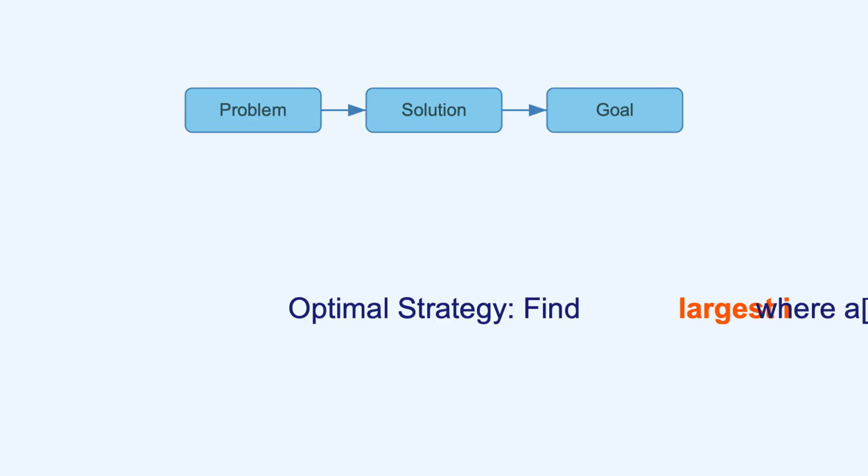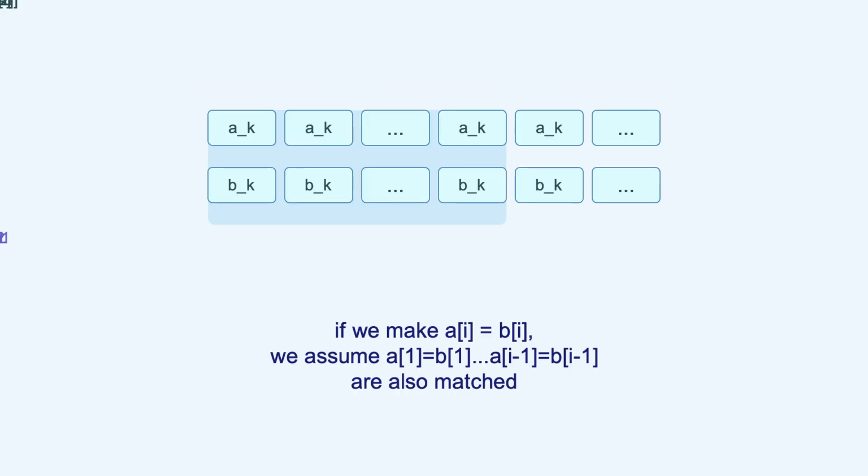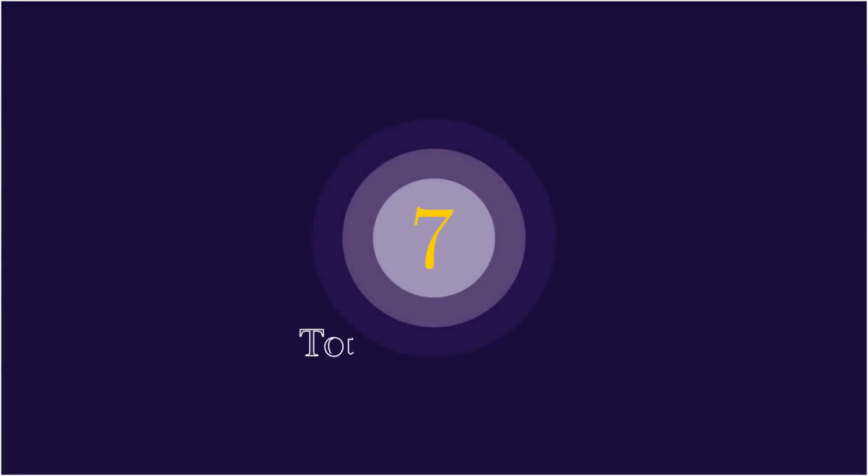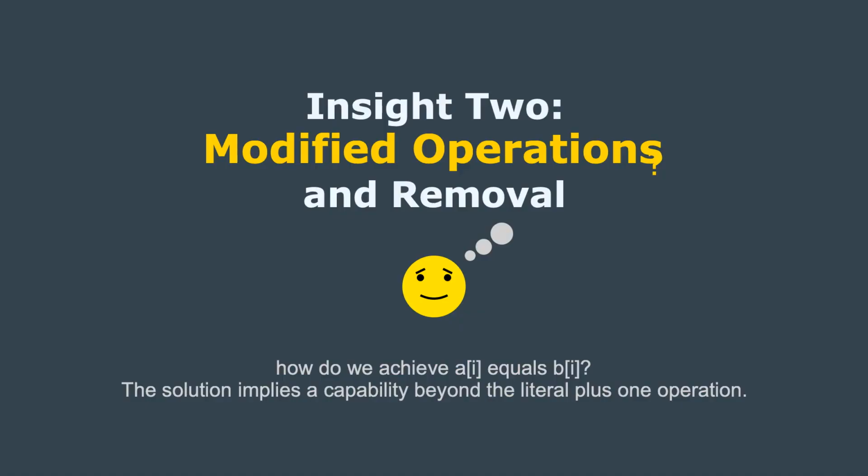This leads to the core idea. Our optimal strategy is to find the largest index i, where a_i equals b_i can be achieved. If we make a_i equals b_i, we assume we can make a_1 equals b_1 through a_(i-1) equals b_(i-1) as well. This assumption gives us a total of i matches. Now for the trickiest part, how do we achieve a_i equals b_i?